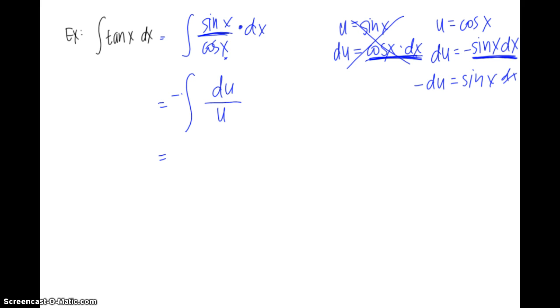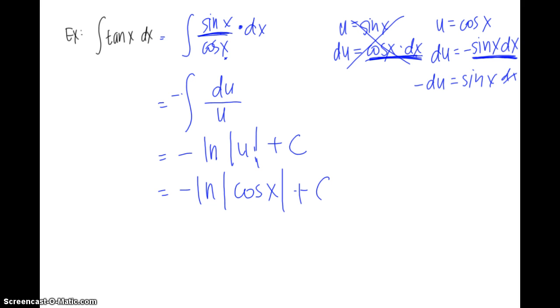And from here, you can take the antiderivative. Now, this is one simple antiderivative, where the antiderivative of 1 over u is negative natural log of u plus c. And of course, in our original problem, we had no u, so we are just going to replace u back with cosine of x plus c. And this would be our answer.